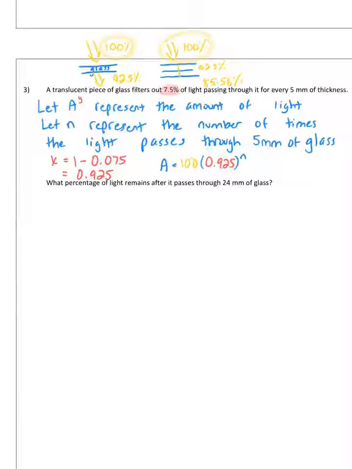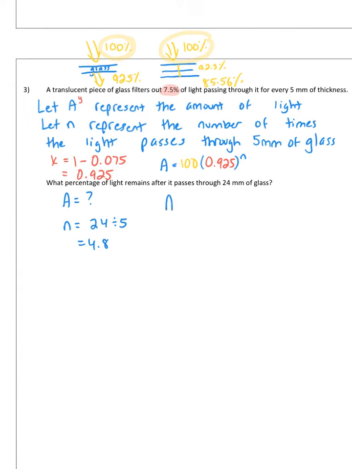So part B asks what percentage of light remains after it passes through 24 millimeters of glass. So I want to know the amount A, and then to substitute n, I have 24 millimeters of glass, but it loses 7.5% after every 5 millimeters. So I need to figure out how many times 5 goes into 24, and that's 4.8 times. So that means the light is going to decrease by 7.5%, 4.8 times as it passes through that thickness of glass, the 24 millimeters of thickness.